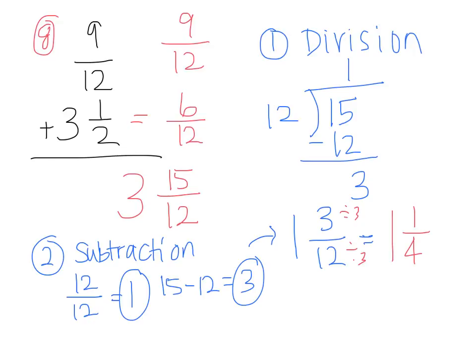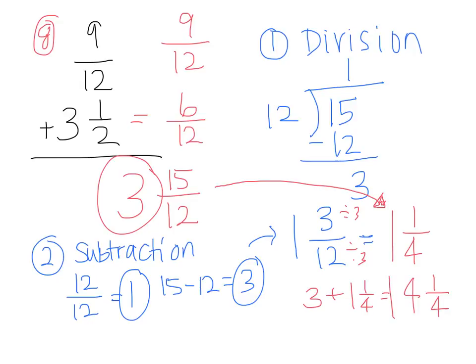Okay? So, if I have 1 and 1/4, am I done yet? No, I simply changed 15 12ths into 1 and 1/4. I still have this 3 here. So my new problem now becomes 3 plus 1 and 1/4. So I add the fractions together first, which is 1/4. And then I add the whole numbers together, which is 4. And my answer is 4 and 1/4.